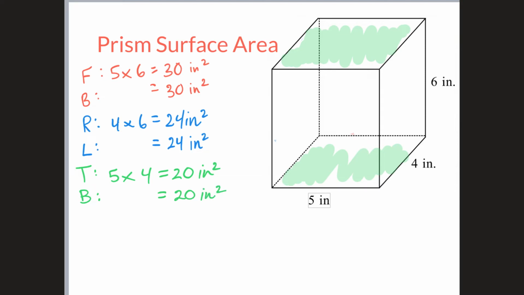And now what we do is we add up all those areas together, and that is our surface area. So this will be 8, and 6, 7, 8, 9, 10, 11, 12, 13, 14. So 148 square inches is our total surface area. There you go.